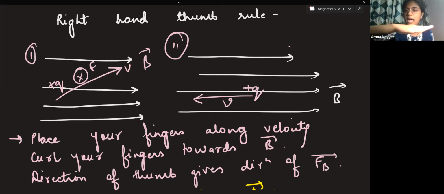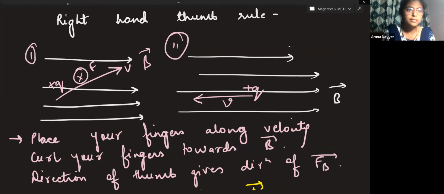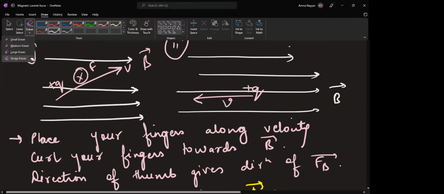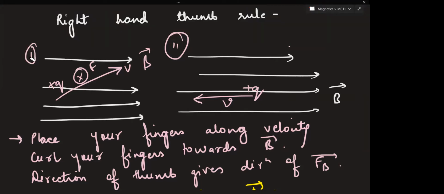So if I keep my hand like this, let's start from here. Am I able to curl it? I'm not able to curl it. If I keep my hand like this, then my hand is not in the direction of velocity. I have to keep it like this. Or let me make it simpler. Let me make this in the direction, and it should be pointing to the magnetic field. That the fingers should point to the magnetic field, right?